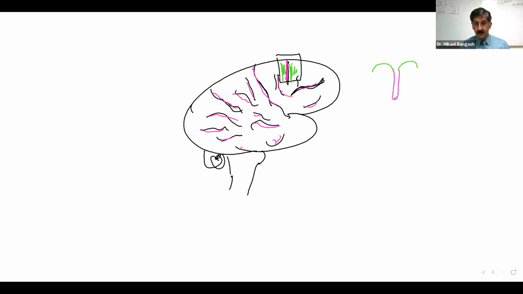For instance, if we take one, that's referred to as a sulcus. If it's more than one, it's referred to as sulci. So one is a sulcus, more than one, sulci. The area on either side of a sulcus is called a gyrus.